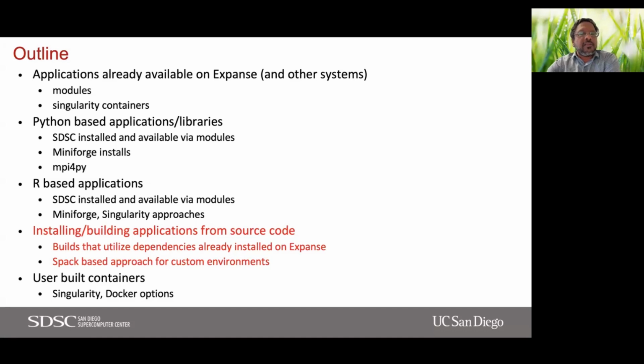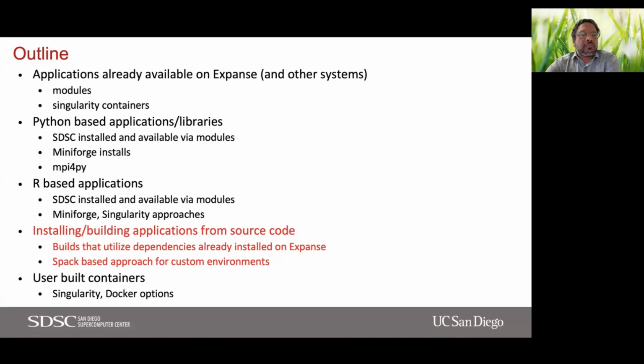So basically, so far we have gone through cases where modules are already there on Expanse, and you can just use them as is. We have example files for these. We have looked at containers that already exist on Expanse. We looked at Python installs and R installs where we can use all three approaches. That is, you can have modules, you can have a miniforge conda install, or you can have a Singularity approach. But that's not the only types of codes that run on Expanse or any of our HPC systems.